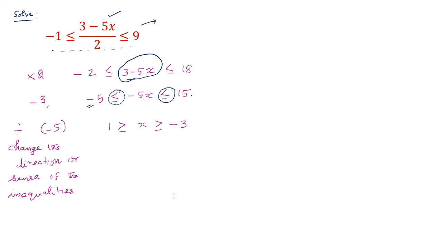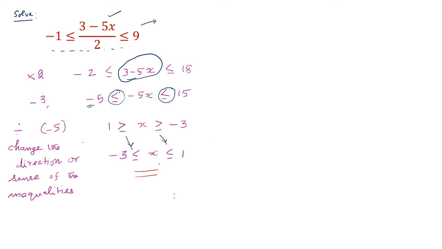This one when you divide by minus 5, you will get minus 3. This should be properly written as: minus 3 should come here, and use less than or equal to symbol here. Similarly here also, you bring minus 3 to this side, and 1 to the right side. You write like this.